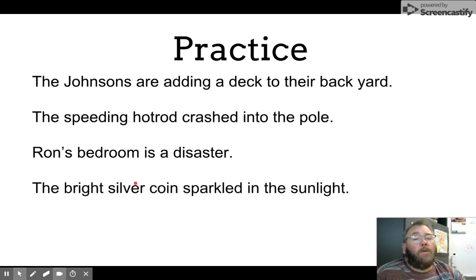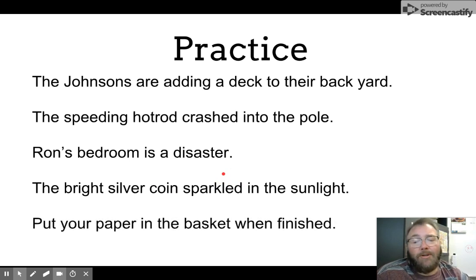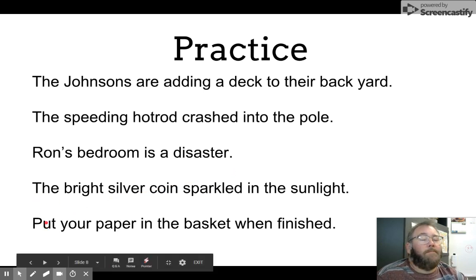The bright silver coin sparkled in the sunlight. What did the coin do? It sparkled. And here's the tricky one. Put your paper in the basket when finished. What is this asking you to do? It's asking you to put your paper. So put. And we'll practice some of those again.